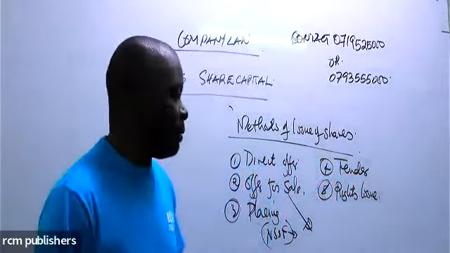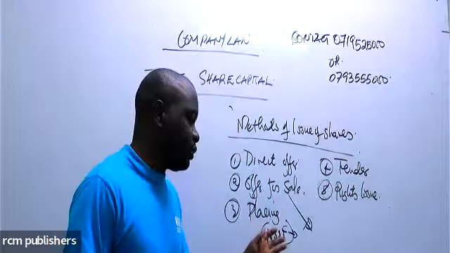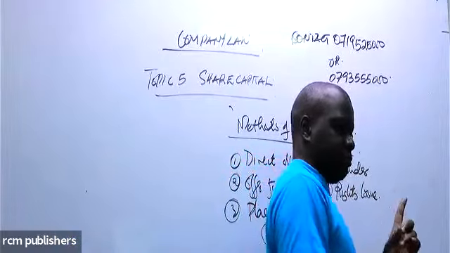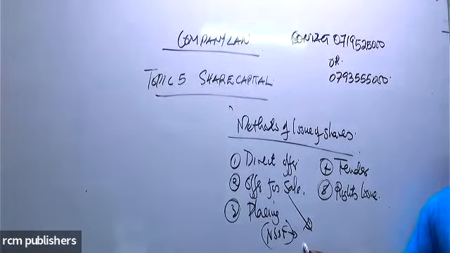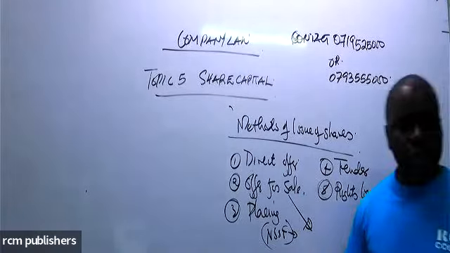So what happens under placing? They issue shares, then target investors in substantial blocks. So they actually convince such kind of investors to buy the shares. So you can take us through rights issue.